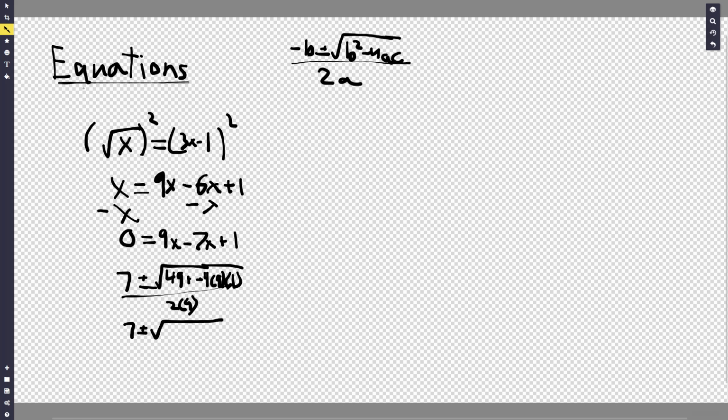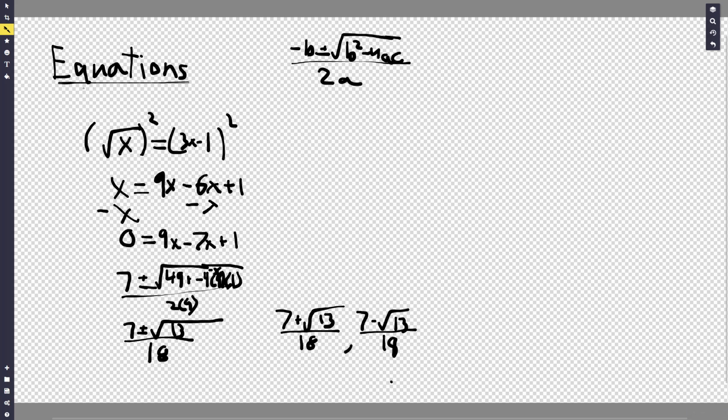49 minus 36, and 49 minus 36 is 13. So we're going to get the square root of 13, divided by 18. Okay? So our two solutions here are 7 plus the square root of 13 divided by 18, and 7 minus the square root of 13 divided by 18.